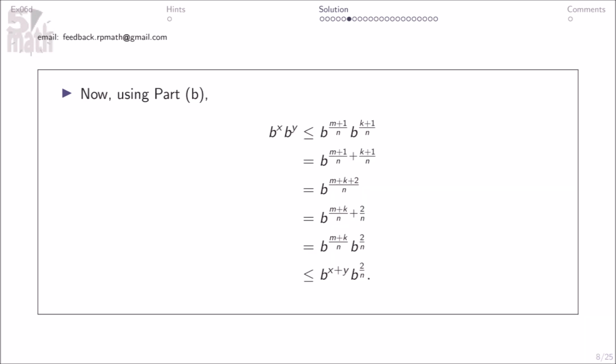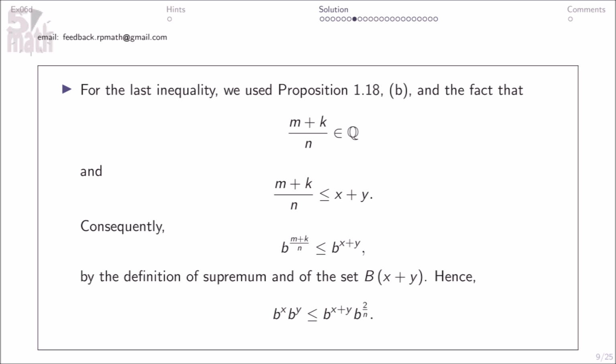Now, using part b, b^x b^y is less than or equal to, ultimately, b^(x+y) b^(2/n). For the last inequality, we use proposition 118b and the fact that (m + k)/n ∈ ℚ, and (m + k)/n ≤ x + y. Consequently, b^((m+k)/n) ≤ b^(x+y), by the definition of supremum and of the set B(x + y). Hence, b^x b^y ≤ b^(x+y) b^(2/n).